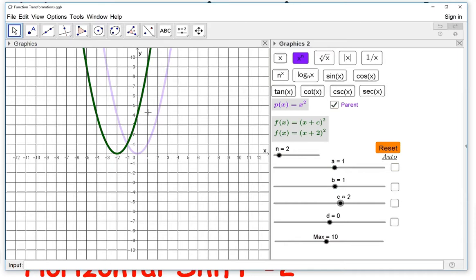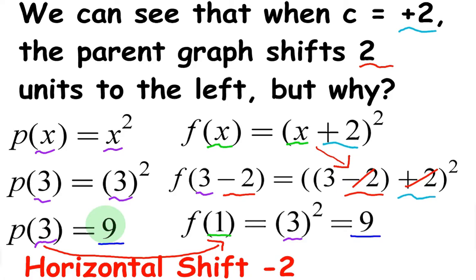Now the question is, what number do I have to plug into the green function, the transformed function, to get 9 back? Well, it looks like 1, right? If I plug in 1, I get 9 back. In other words, it shifted 2 to the left with the same point. So let's look at that numerically and see why that happens.